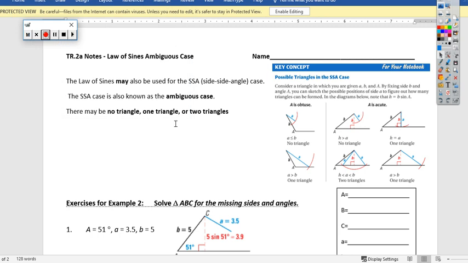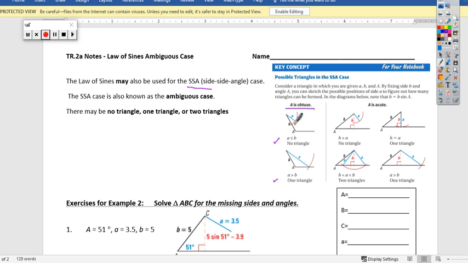Okay, today we're going to start our lesson on the law of sines in the ambiguous case. This happens when we have a side-side-angle situation, and that's the only time that might happen. There are a couple of possibilities. First one here, if angle A is obtuse, you have two possibilities of either no triangle or one triangle.